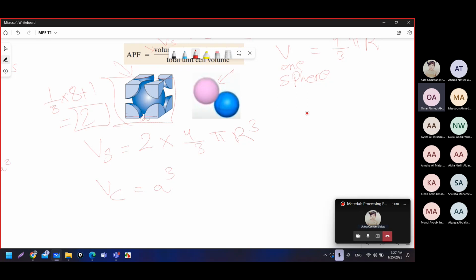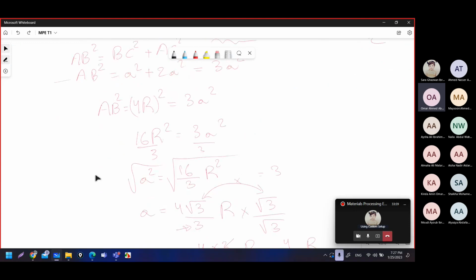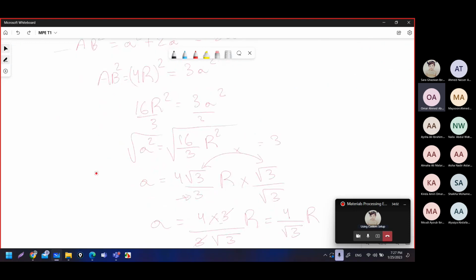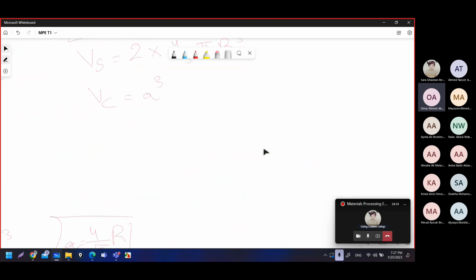So what we'll do is use the relation we already obtained in the previous questions. We said that Vc is equal to a cubed, and from the previous question, we found that the relation between r and a for BCC is a equal to 4 over square root of 3 r. So I will take this relation and replace a with 4 over square root of 3 r here.